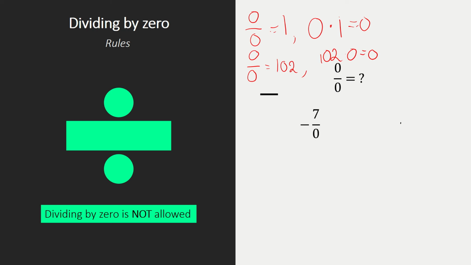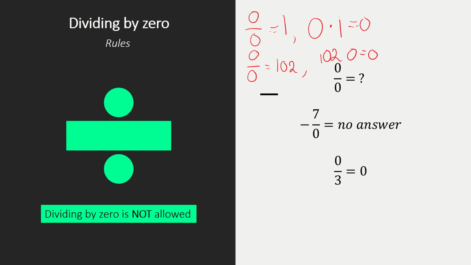This is so confusing, and that's why we say that dividing by 0 is not allowed. So minus 7 over 0 has no answer. However, we are allowed to divide 0 by another number. So 0 divided by 3 is the same as 0.